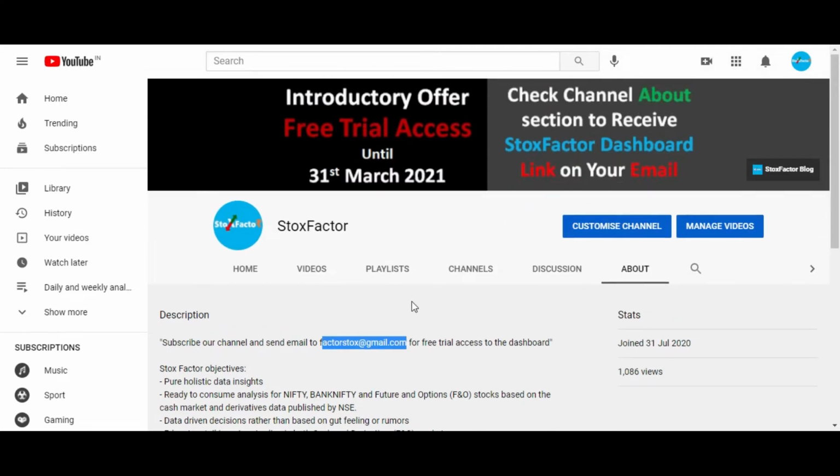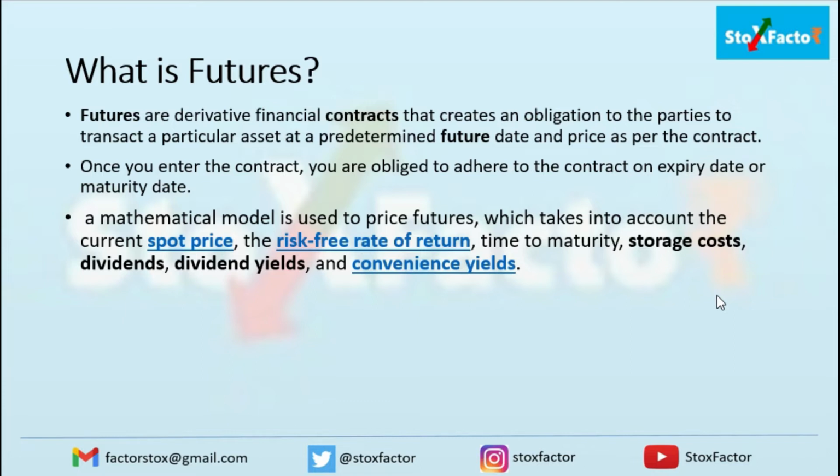So let's get started. By definition, futures are derivative financial contracts that create an obligation for the parties to transact a particular asset at a predetermined future date and price as per the contract. So friends, to get the essence of futures, what a futures contract is and what the significance of that contract is, let me give you a very practical example. I'll not take a very theoretical example.